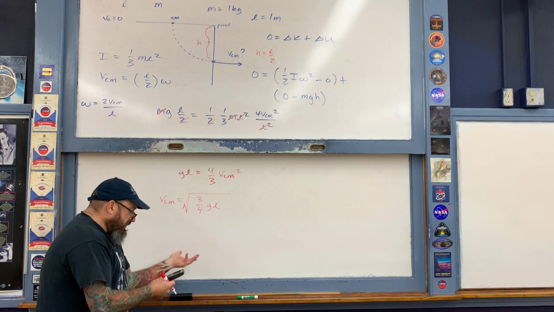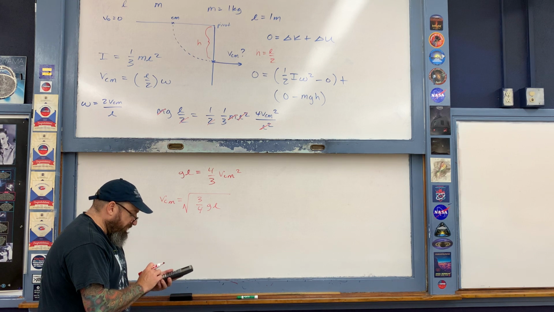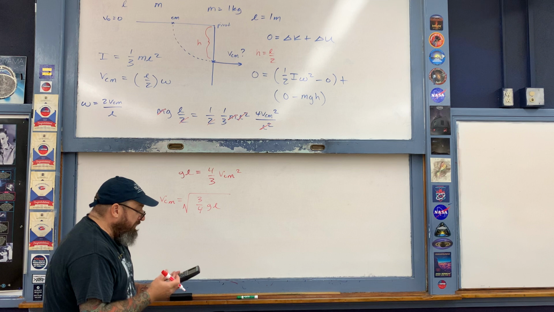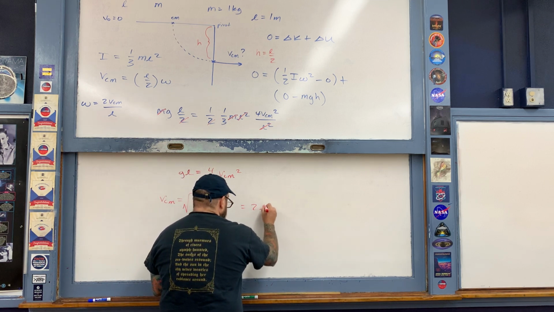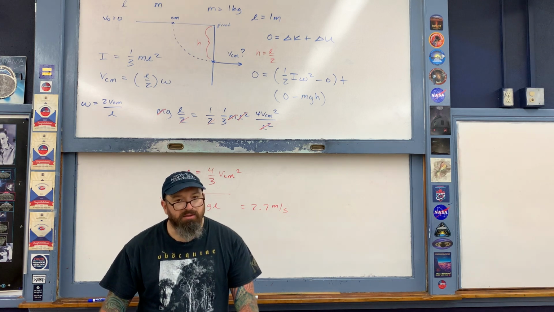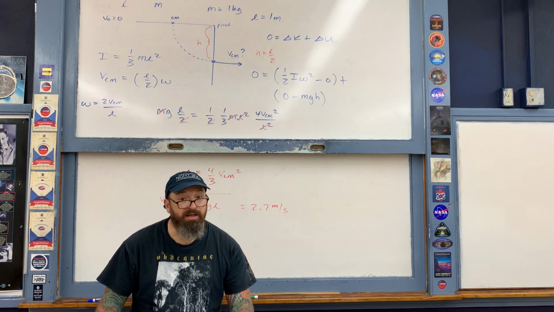All right, let's go ahead and calculate this out to finish the example. So square root of 0.75 times 9.8 times 1 meter for the length. This ends up being a speed of about 2.7 meters per second. All right, so that concludes this lecture on rotational energy about a fixed axis.